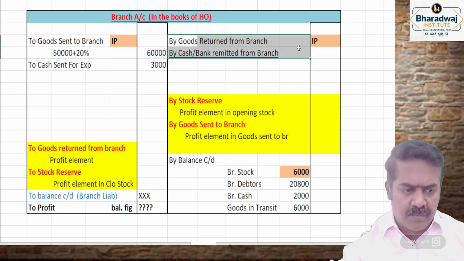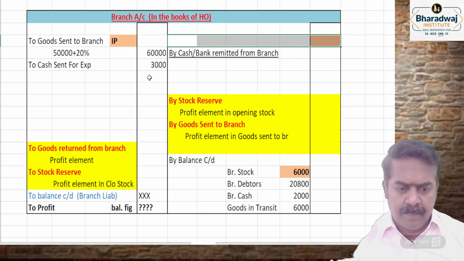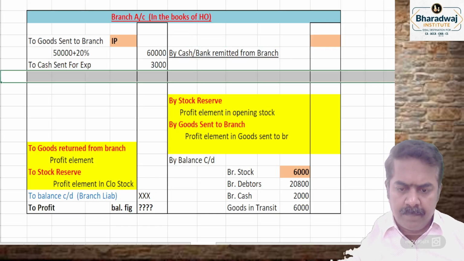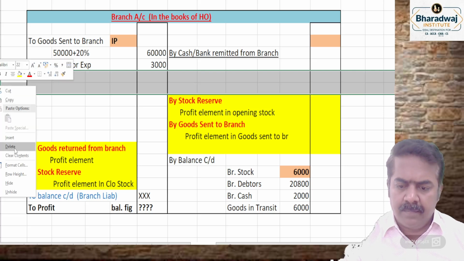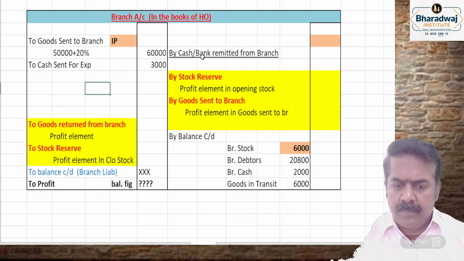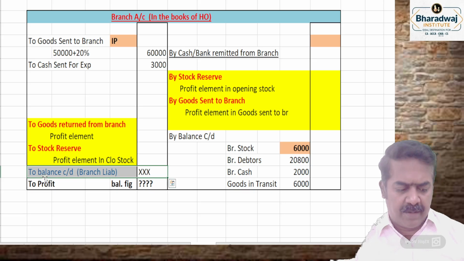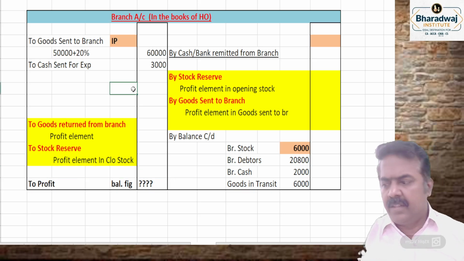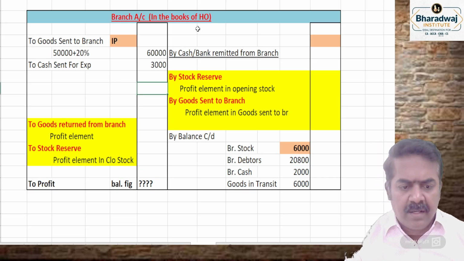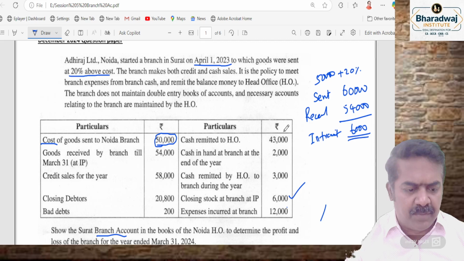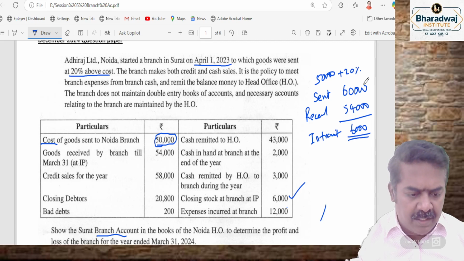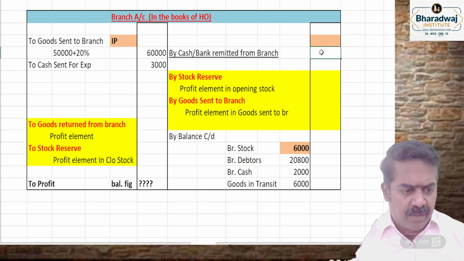No goods returned from branch. Then no liabilities are also there. Then cash remitted from branch to head office is given. Cash remitted from branch to head office is there. How much is there? 43,000 is there.